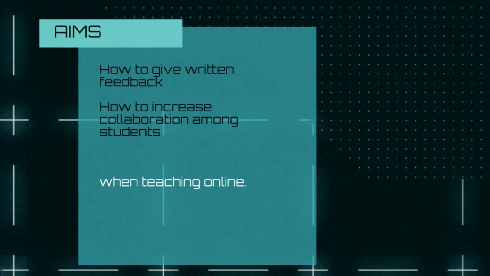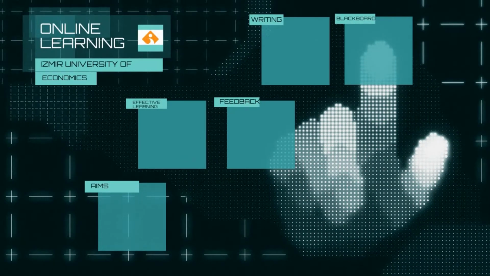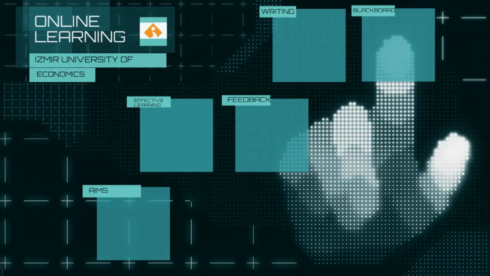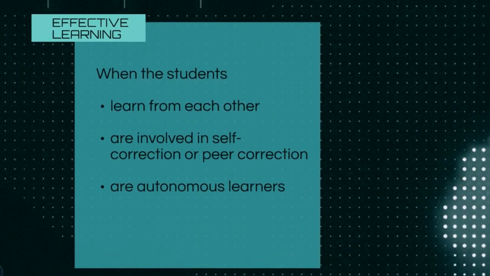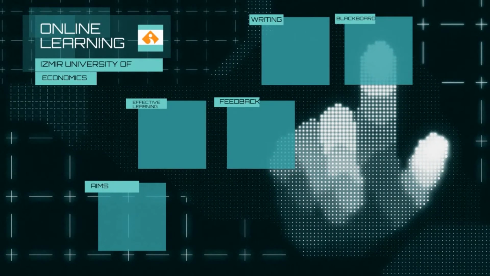We all want to create an effective teaching and learning environment, and we know that learning is the most effective when students learn from each other, when they are involved in self-correction and peer correction, and when they are autonomous learners. However, if one key element is missing, all these tenets of active learning pedagogy become useless. The key is teachers' feedback. No matter how much help students receive from each other or take the helm of their own learning, they need our feedback. Why is feedback so important?